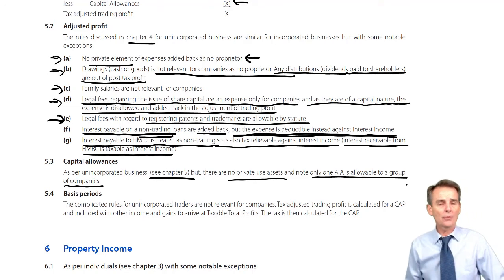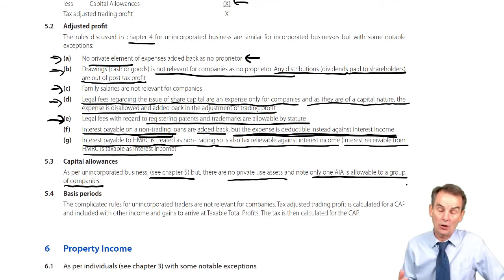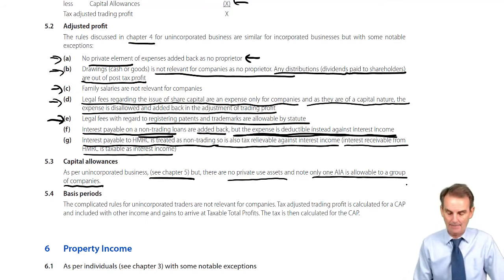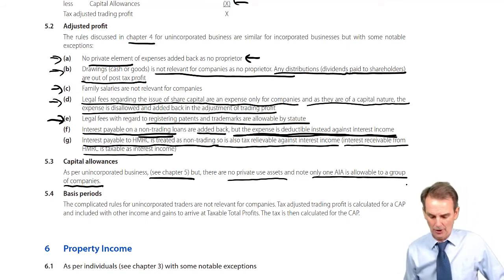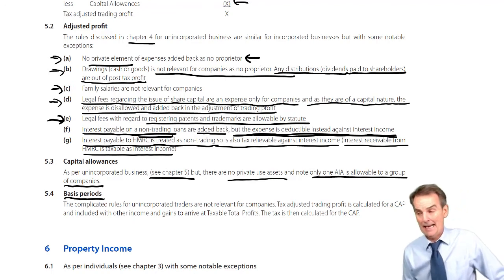Though within that group, the group will decide itself as to where to apply that AIA. So that will be down to the group to decide who gets the benefit of the one lot of £200,000 AIA. Again, of course, based on a 12-month accounting period. Basis periods, yeah, we had a problem, didn't we, with income tax for the unincorporated trader. Again, probably still got nightmares over Chapter 6 and the opening year's bases of assessment.